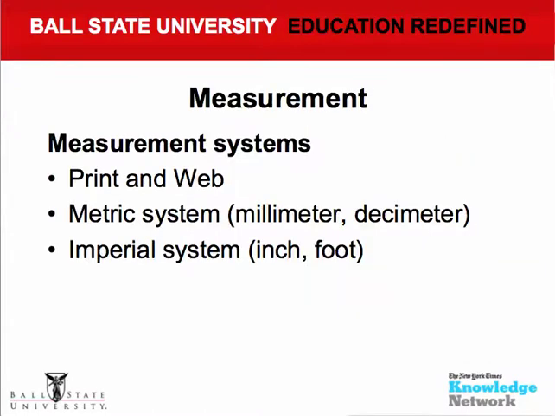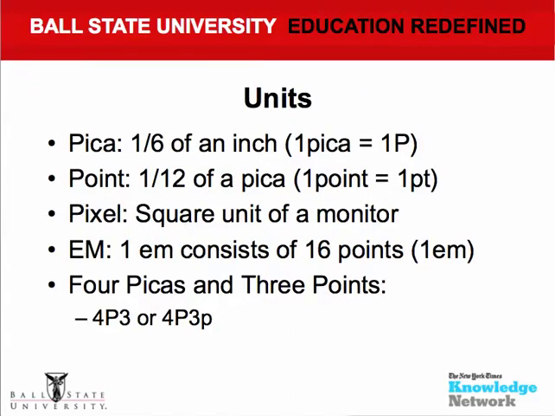The next component of design that you should be aware of is measurement systems. Print and web design do not use the metric system or the imperial system that we generally use here in the United States. So let's take a look at some of the measurement units that are commonly used in design. The first is pica, which is 1/6 of an inch. One pica is represented as 1 p. There are points, which are 1/12 of a pica. One point is represented as 1 pt, and you're probably familiar with this from programs like Microsoft Word, where type is measured in points.